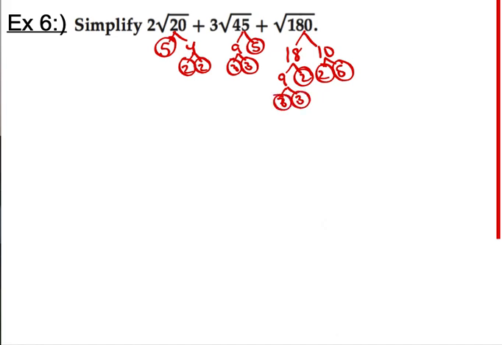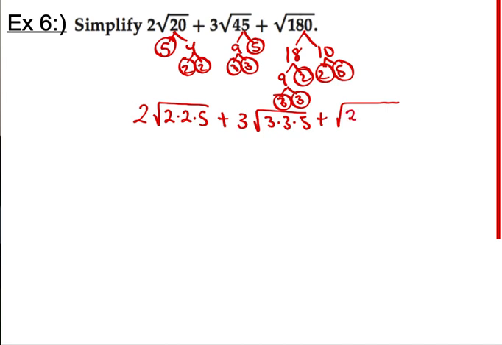So each one of these needs to be simplified individually. 20 is 2 times 2 times 5. 45 is 3 times 3 times 5. And 180 is 2 times 2 times 3 times 3 times 5.